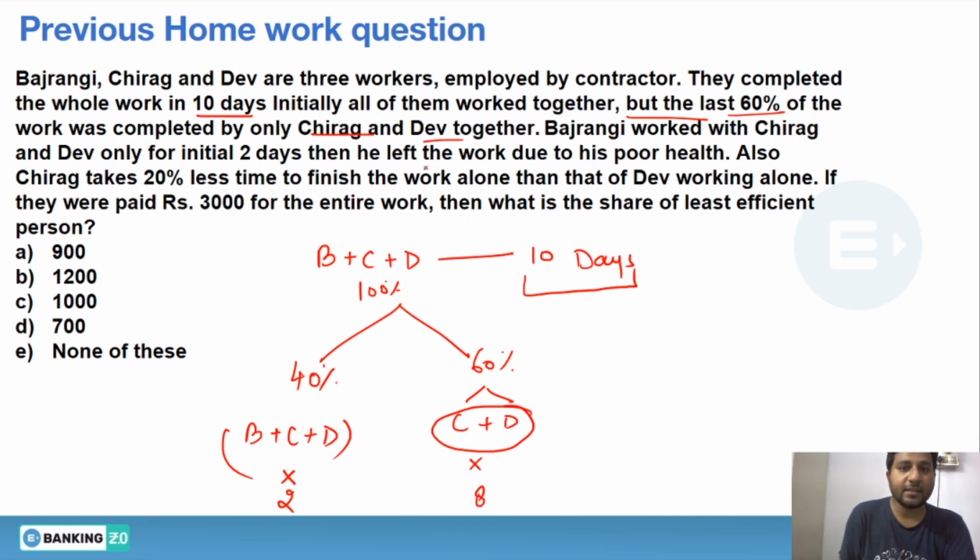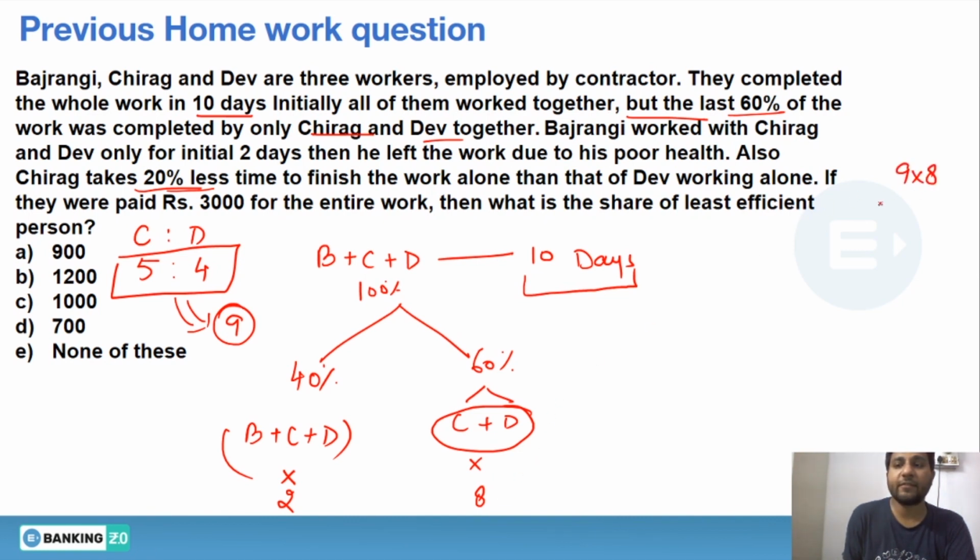It is also given that Chirag takes 20% less time to finish the work alone than Dev. That means Chirag has larger efficiency compared to Dev. So we have got Chirag and Dev's efficiency, and the last 60% work will be completed in 8 days. That means their combined 1 day work would be 9. So their last 8 days work would be 72, which would be equivalent to 60%.